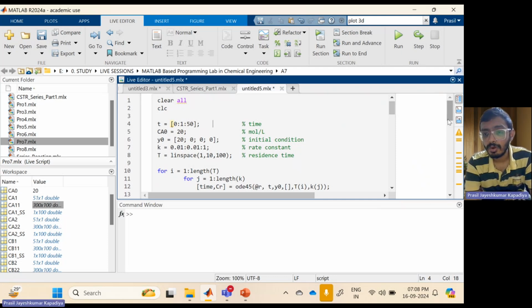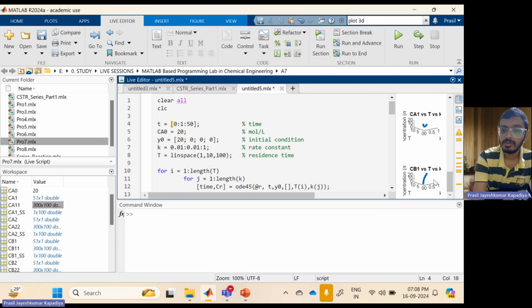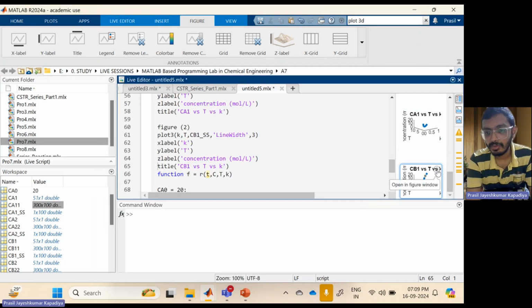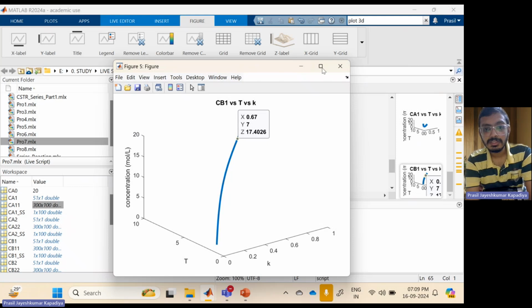So see, both the plots we have. Let's open both figures. Okay, let's open the first one first, and then this second one. The first one is the same only, there is no change. So this is the second one.